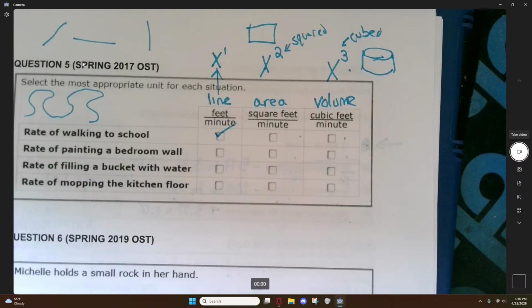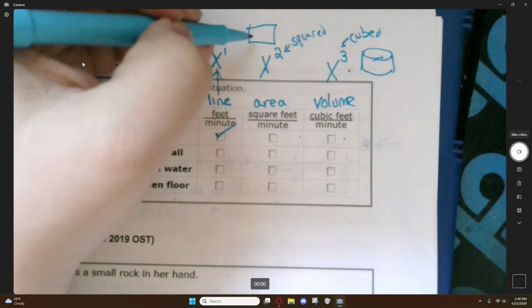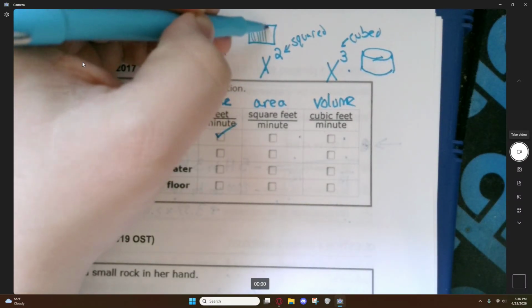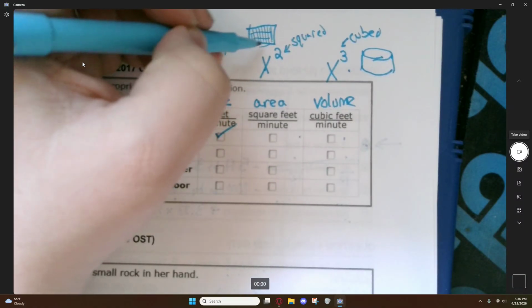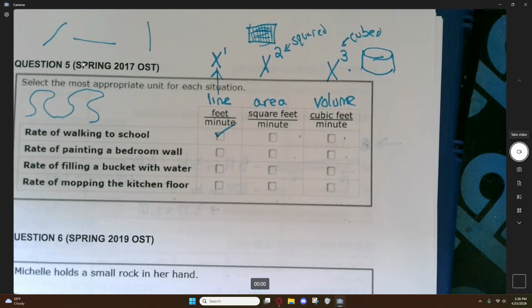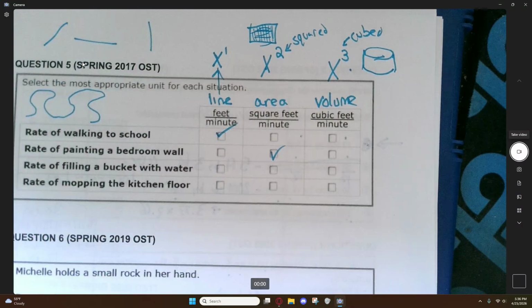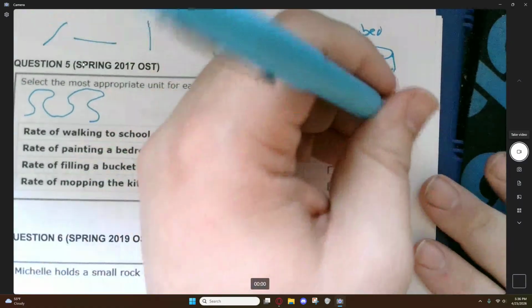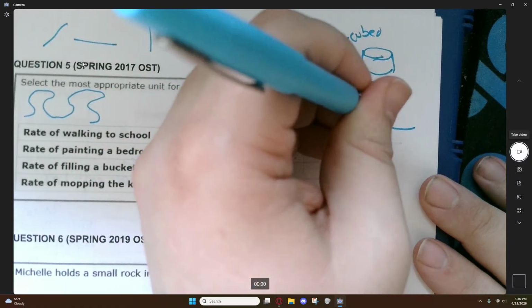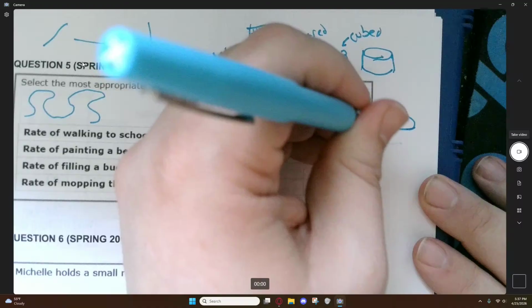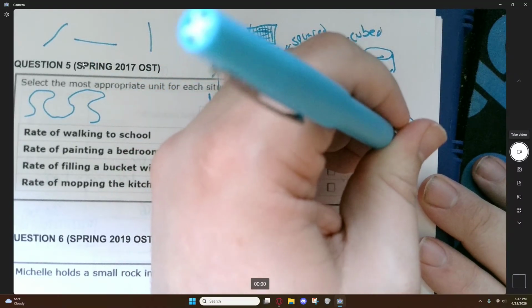The rate of painting a bedroom wall, okay? This we're working with 2 dimensions at once. You have to fill in the entire box of the wall. That would be square feet per minute. The rate of filling a bucket with water. So when you think of a bucket, usually you'll think of like something like this.